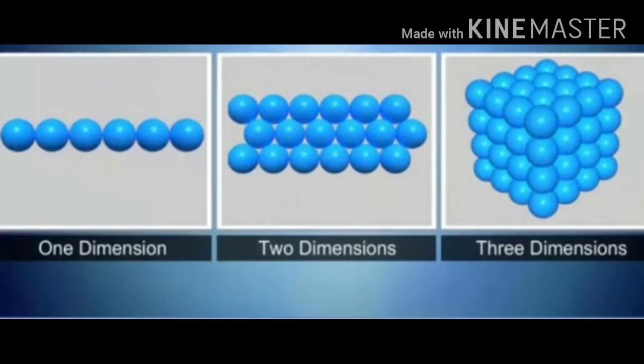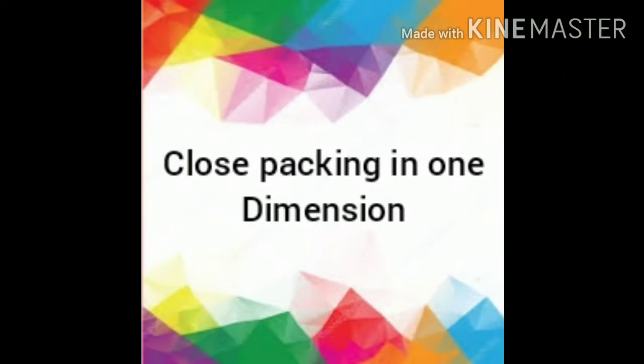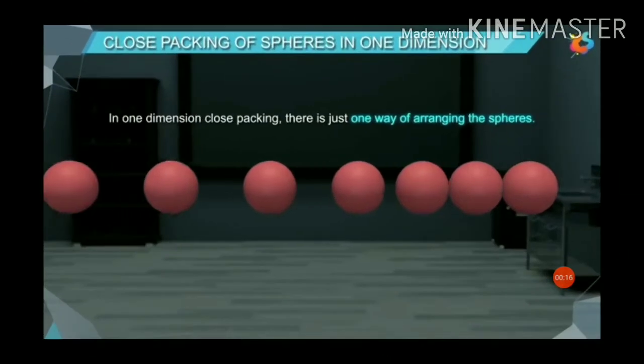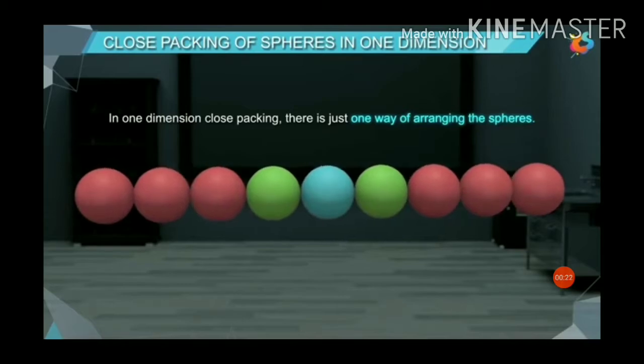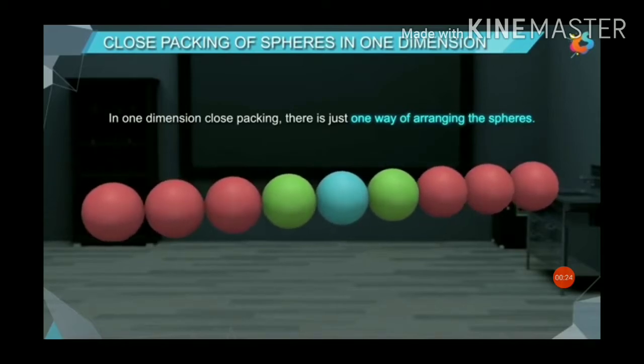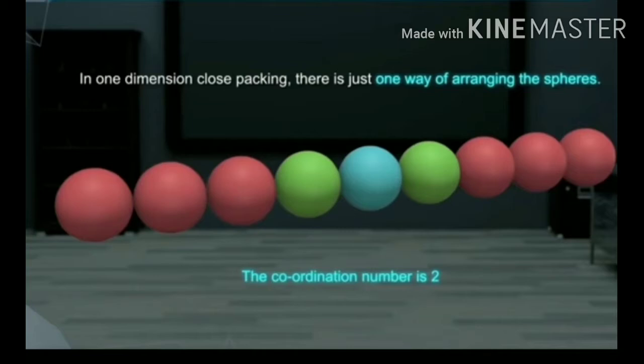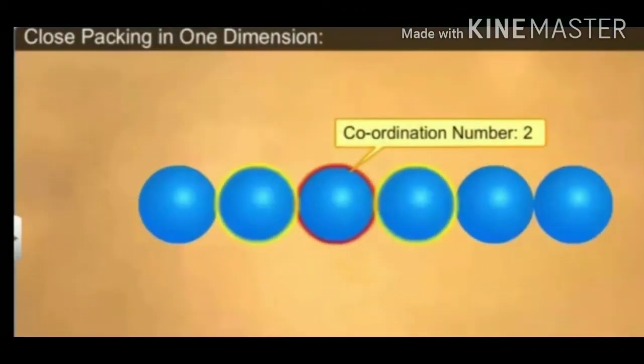Here we discuss close packing in 1 dimension, 2 dimension and also 3 dimension. First we will discuss close packing in 1 dimension. In 1 dimensional close packing, there is only one way of arranging the spheres, that is to arrange them in a row, touching each other. In this arrangement, each sphere is in contact with two of its neighbors. The number of nearest neighbors of a particle is called its coordination number. Thus, in one-dimensional close packing, the coordination number is 2.